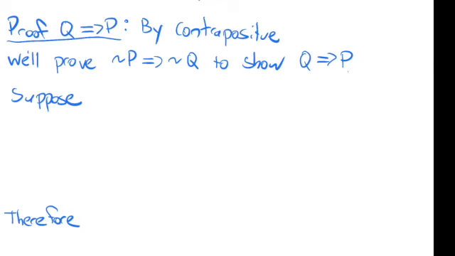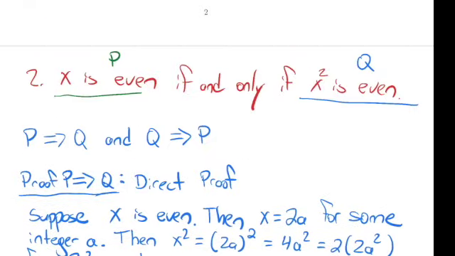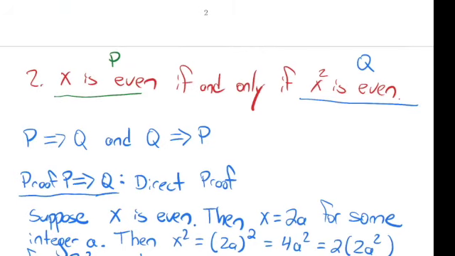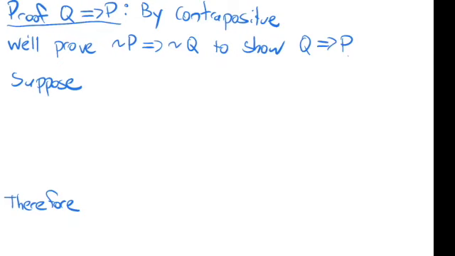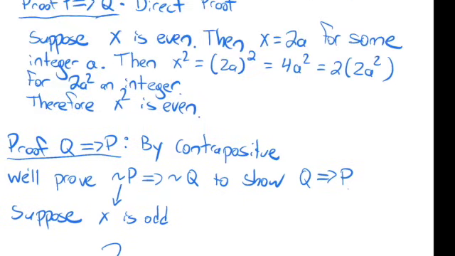Suppose x is odd. Yeah, so we're going to take this statement P and negate it, and that's going to be our start. P was x is even, so the negation of P would be suppose x is odd. And then ultimately what we want to get is therefore x squared is odd. And that would, by contrapositive, show that Q implies P. So this is the part that I'd like you to fill in with your groups. It should follow pretty similarly to the direct proof that we did for the first part. Any questions?